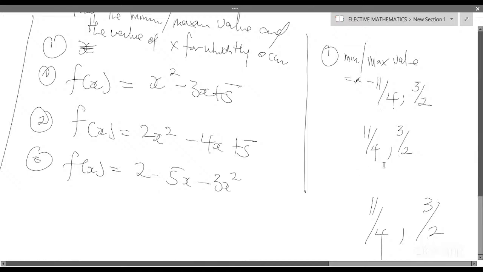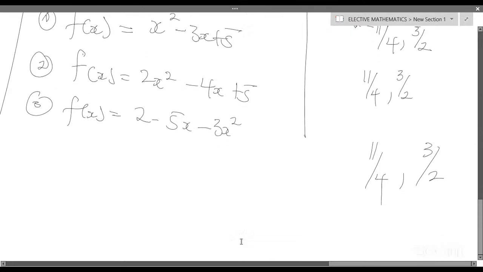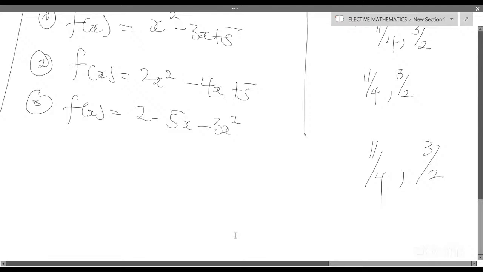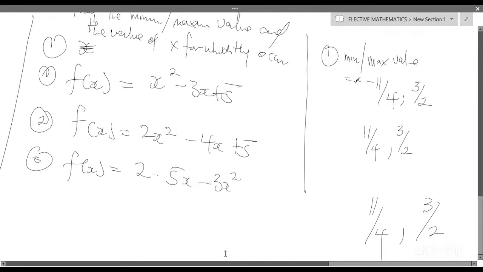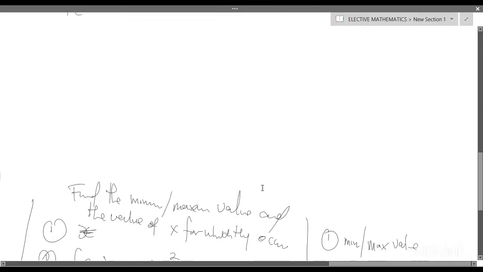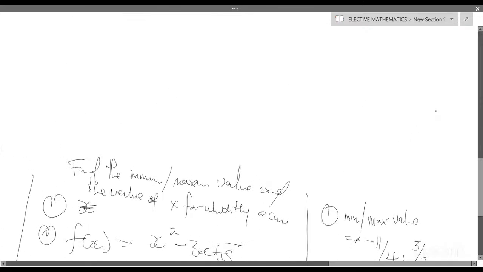So the minimum value is 11 over 4. Then the value which occurs on the x-axis is 3. Okay, so let's see. We are basically using the formula minus into bracket b squared minus 4ac over 4a, right? From this question, our a is 1, our b is minus 3, our c is 5.